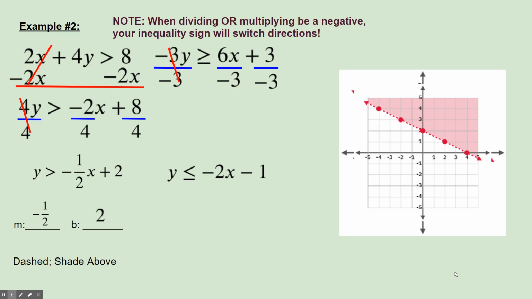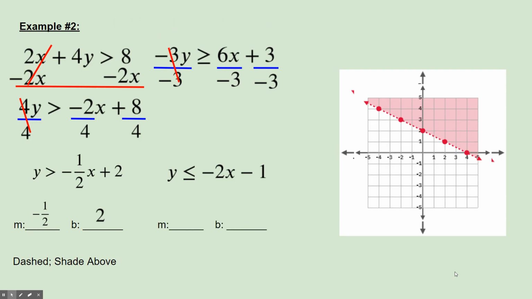Now let's look at that inequality. What is the slope and the y-intercept? The slope is going to be negative 2, and the y-intercept is going to be negative 1. Now it is equal to, so that means it's going to be a solid line, and less than means we're going to shade below.